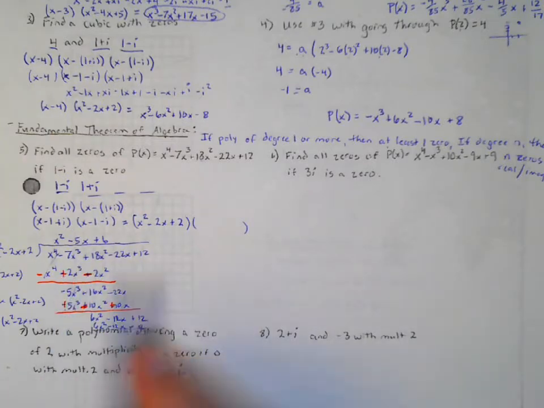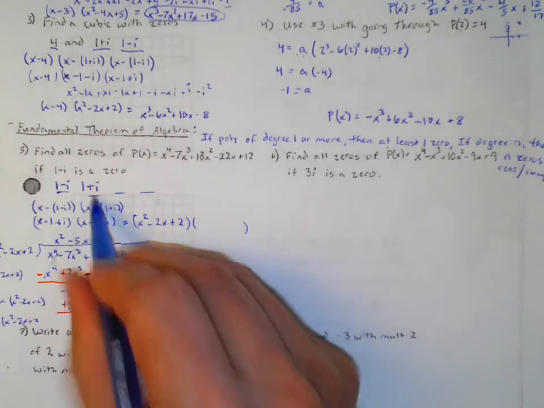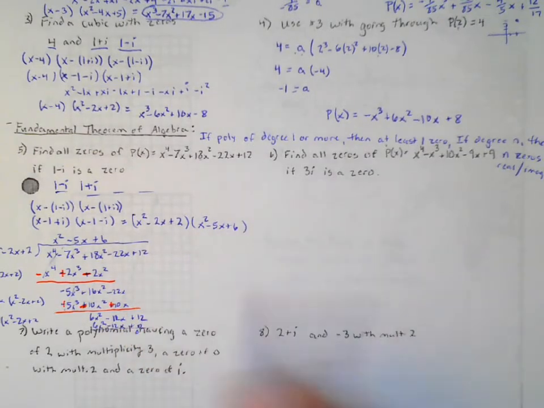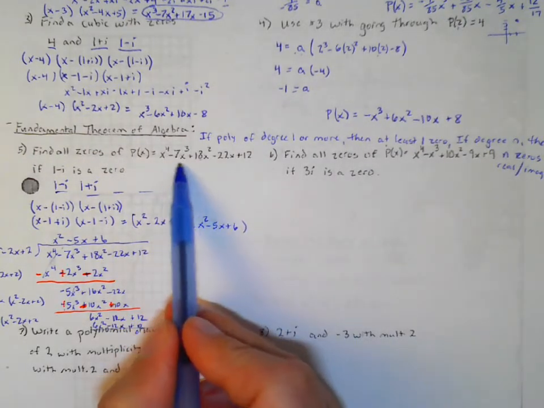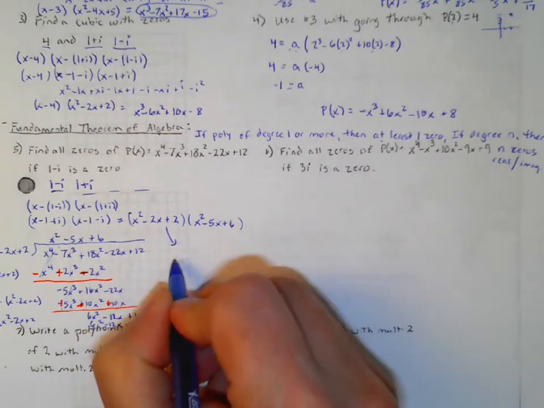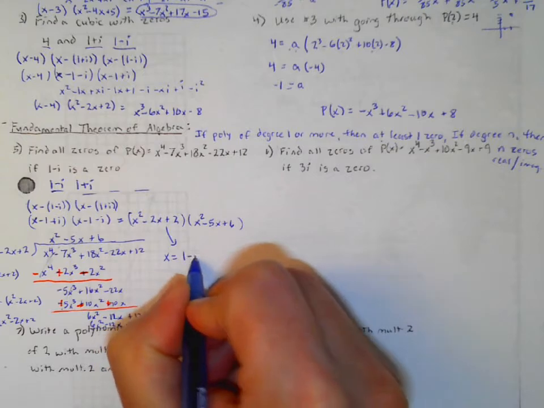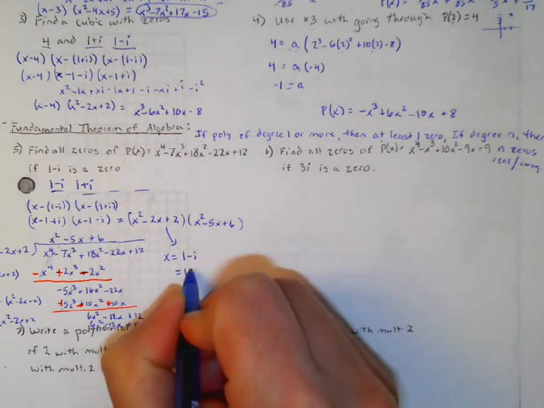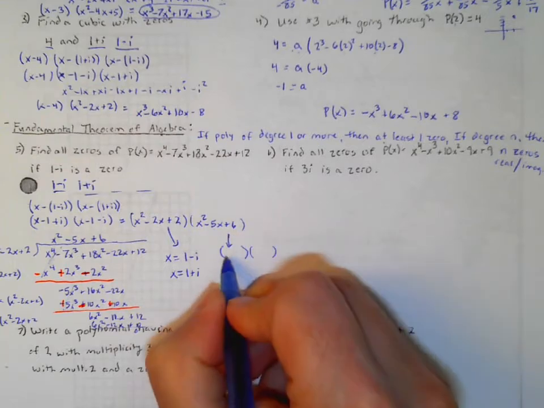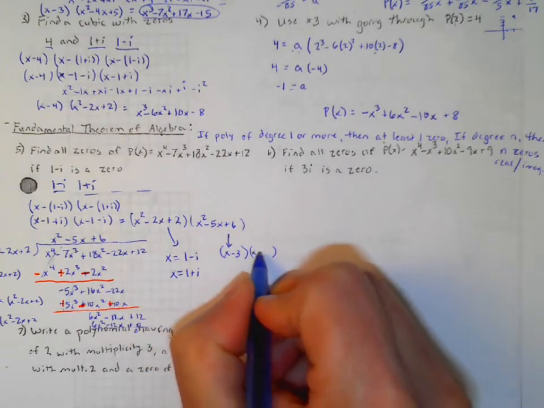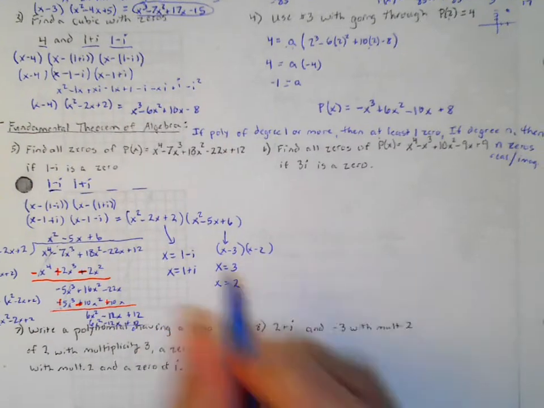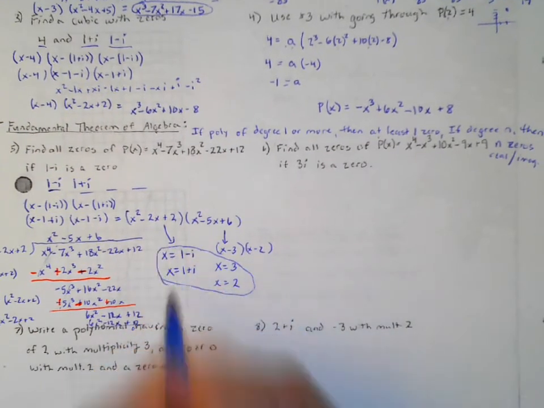So I know my factors are this one from the i's, and then this one right here. If I multiply both of those together, I would get my original equation. So if I solve this one, I know that x is equal to 1 minus i and 1 plus i. Now if I solve this one, I'm going to use factoring: x minus 3 and x minus 2. I get x equals 3 and x equals 2. And right there I have my 4 solutions.